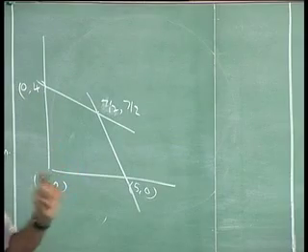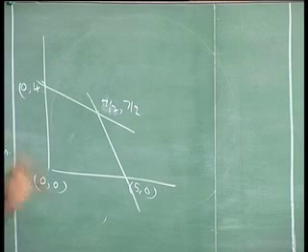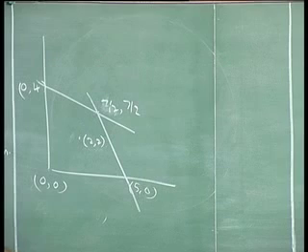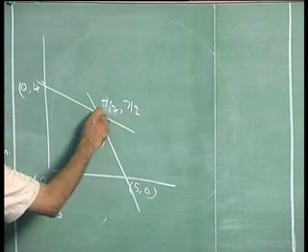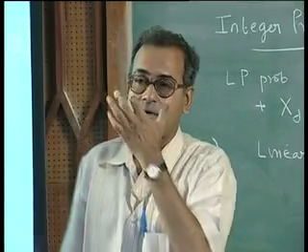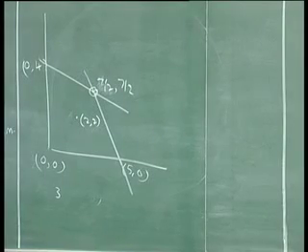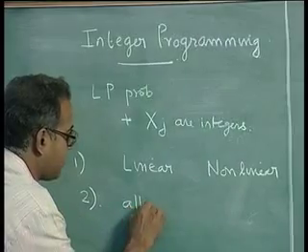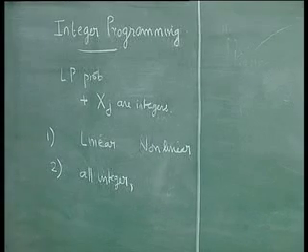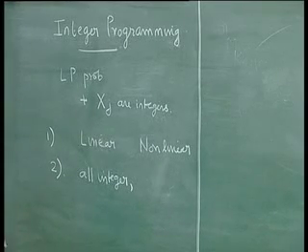Now what does integer mean? Integer would mean that, for example, a point here, say 2 comma 2, which is an integer point, is feasible, whereas this point itself is not feasible to the integer programming problem, because it is not integer. So in terms of the integer restriction of the variable, there are two categories. One category is called an all integer problem, where all variables are forced to take integer values.